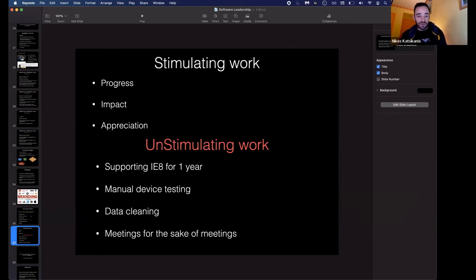And the installation is all about data cleaning and things like that. So this is part of the job, I guess.